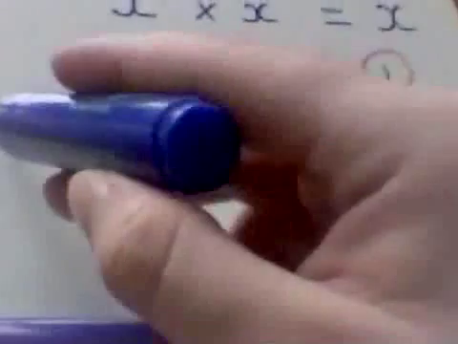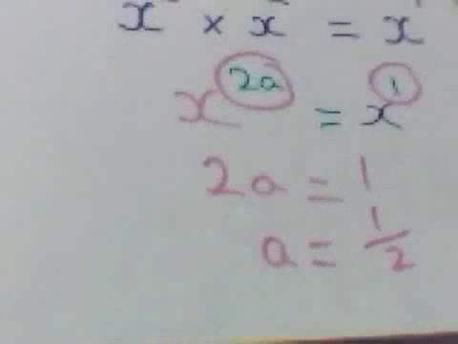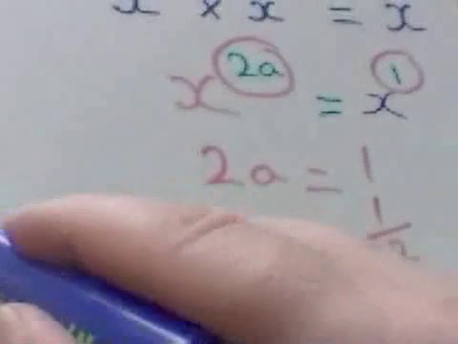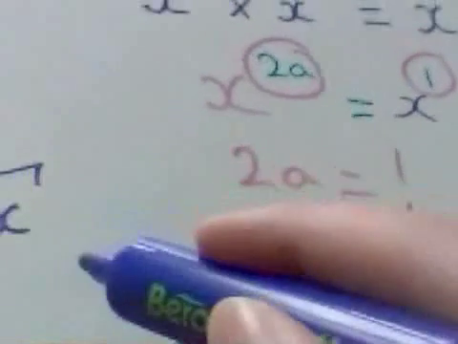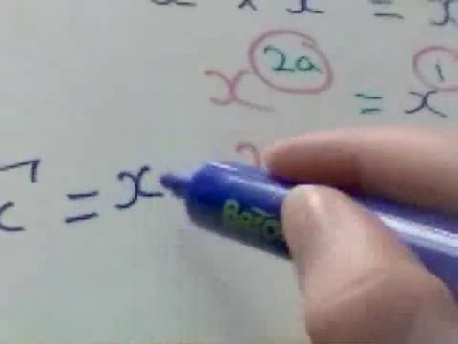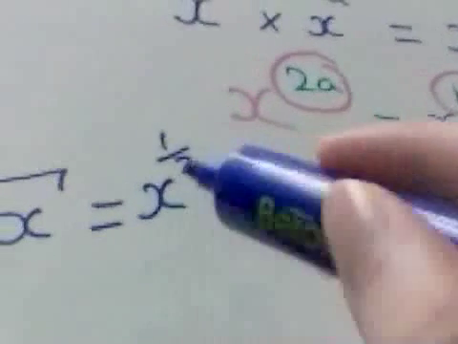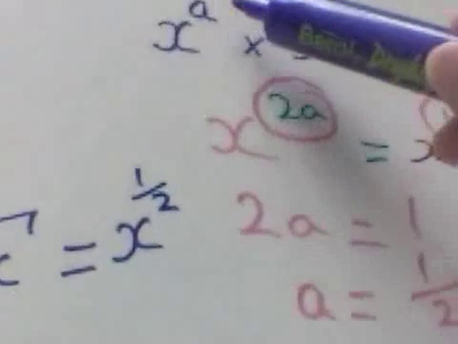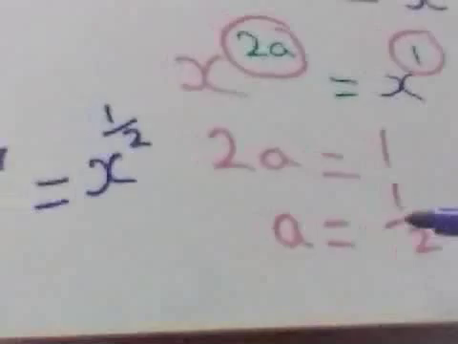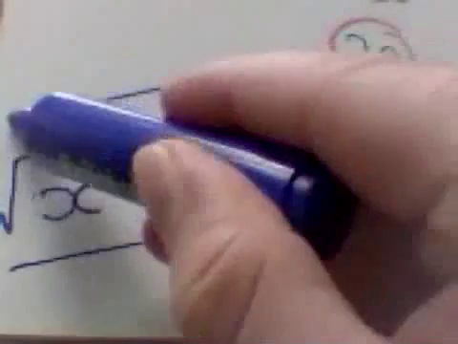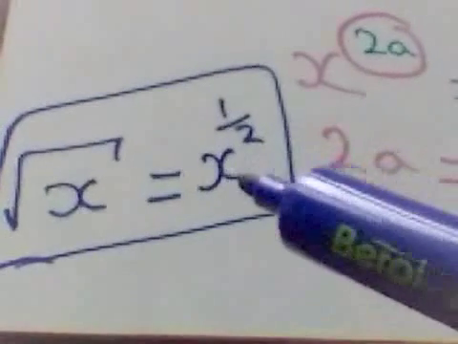And I'm going to have to write it in this corner. That takes me all the way back to square root of x must equal x to the power half, because we've worked out that this a value here must be worth a half, so square root of x is x to the power half. And now you have to keep that in your mind.